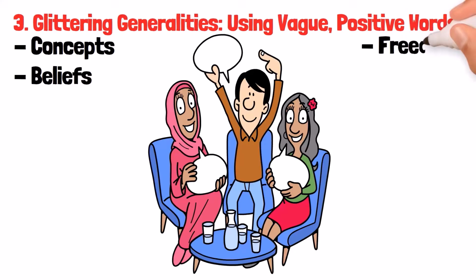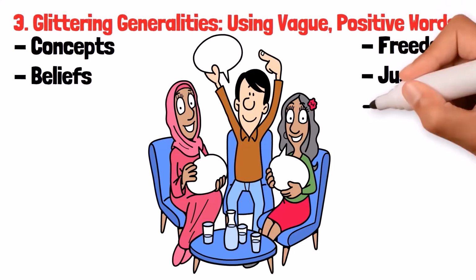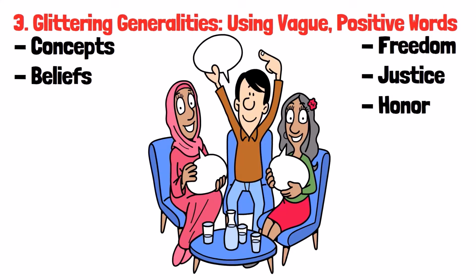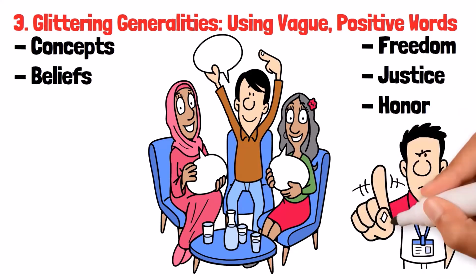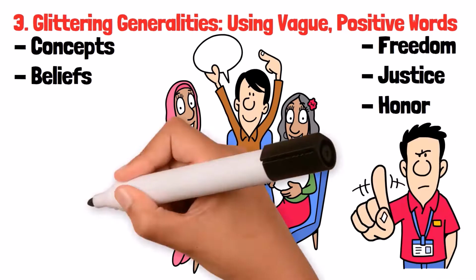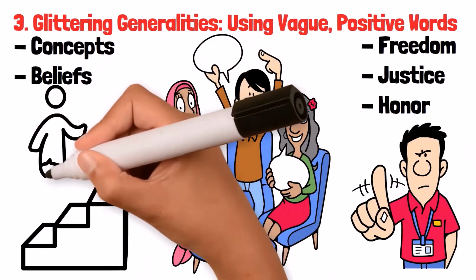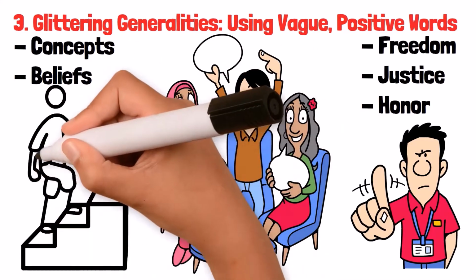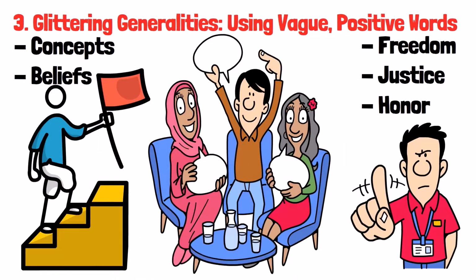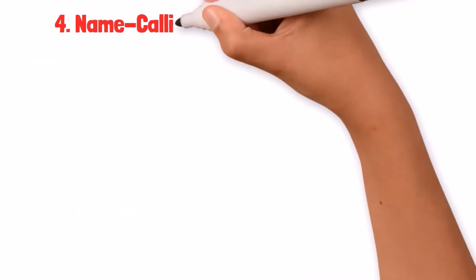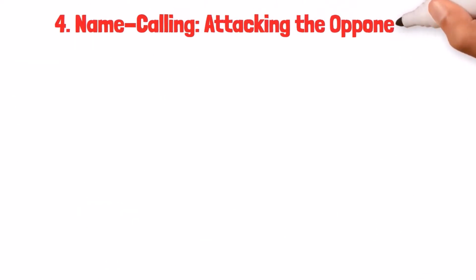These words, such as freedom, justice, and honor, have positive connotations, but are often used without providing concrete evidence or explanations. For example, a politician might promise to bring freedom and prosperity without specifying how these goals will be achieved, relying on the emotional appeal of the words rather than substantive arguments. 4. Name-calling. Attacking the opponent.